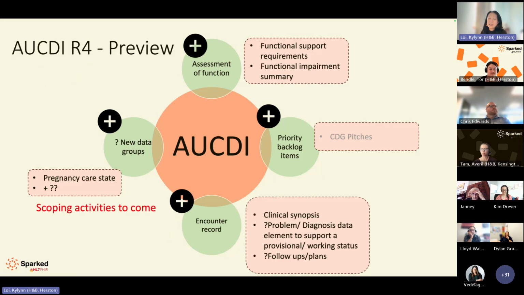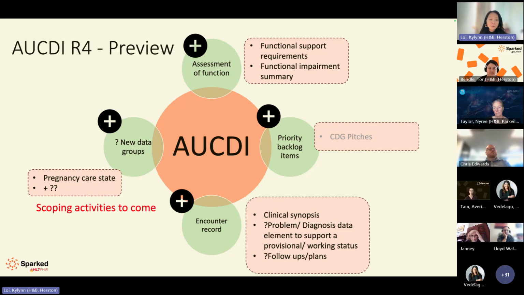So for AUCDI, as I mentioned earlier, we have completed R3, or are in the process of completing R3, and we are starting to look to R4. For AUCDI R4, we really haven't done any real scoping activities yet. They will come either in the May or the July CDGs that are coming up. We haven't quite firmed up the agendas, but when we do, we'll make sure to let everyone know.